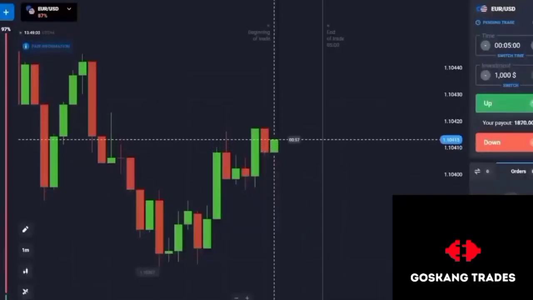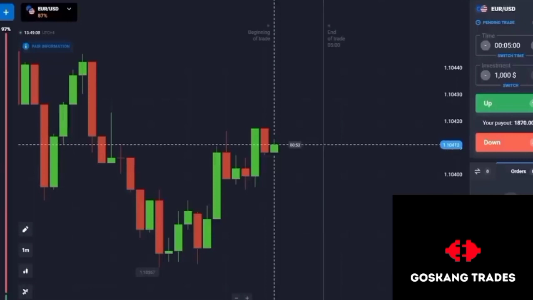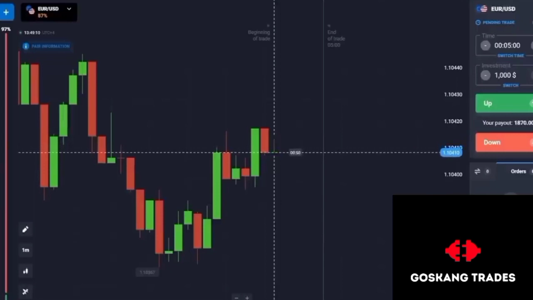So yeah, let's get right into it. So pretty much, the market can only be doing one of three things. That's moving up, moving down, or moving sideways. So when price is moving up or down, it will move in the form of a trend.